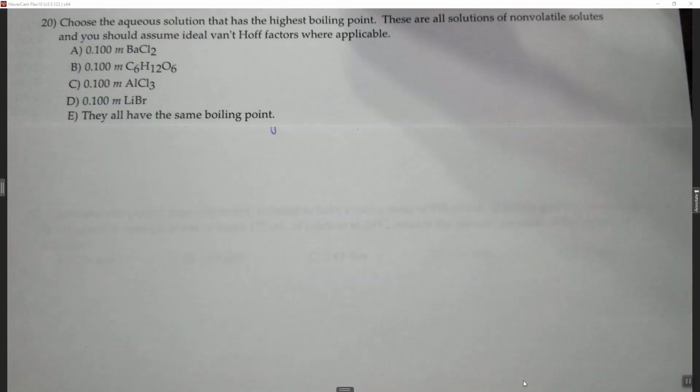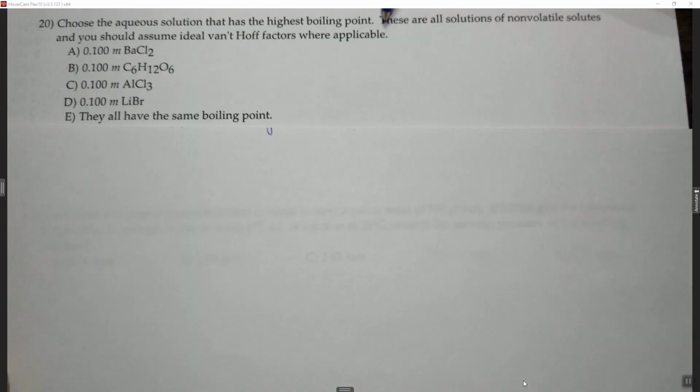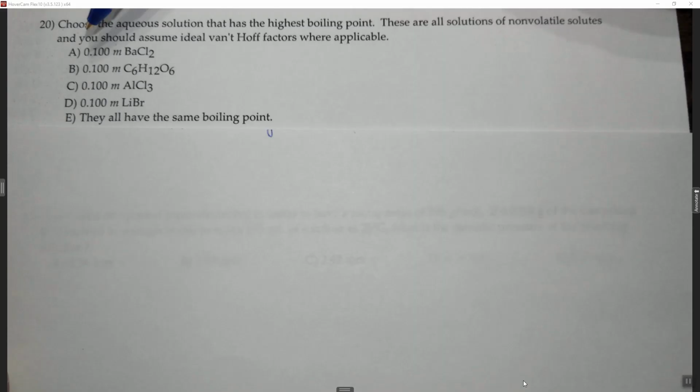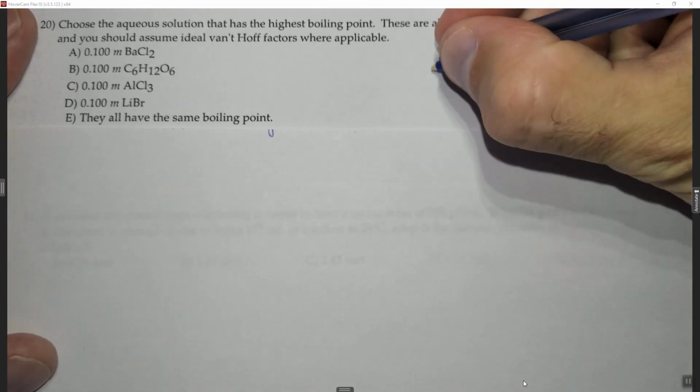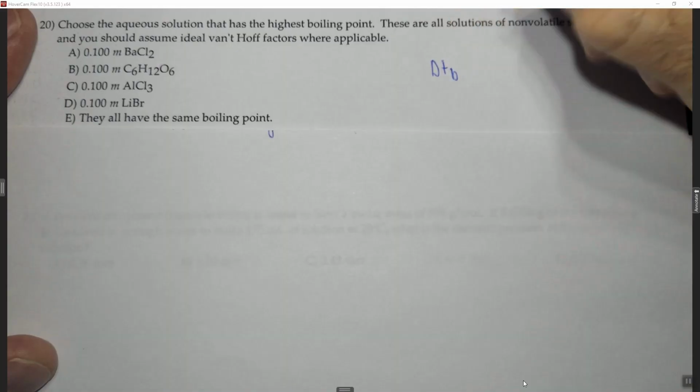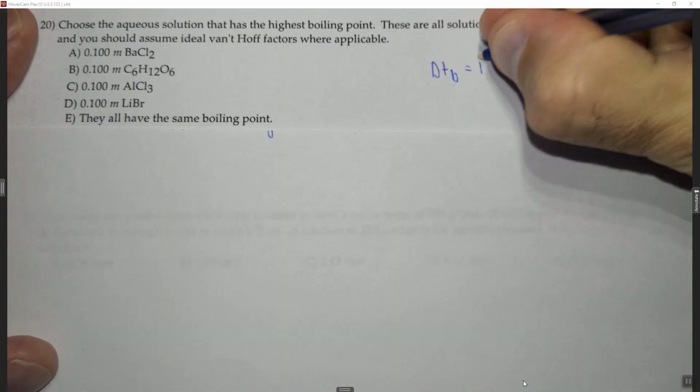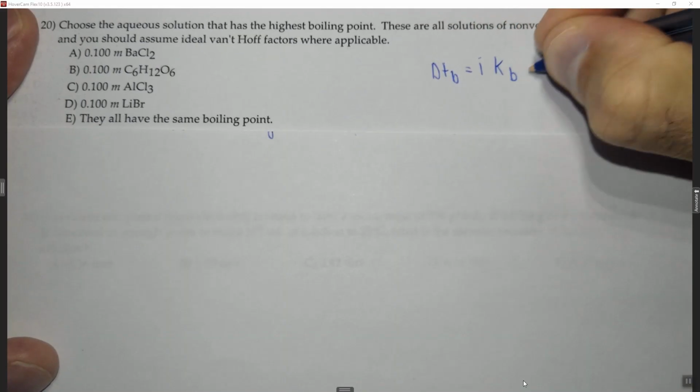All right, number 20 says, choose the aqueous solution that has the highest boiling point. These are all solutions of non-volatile solutes, and you should assume the ideal Van Hoff factors where applicable. So we need boiling point elevation. So boiling point elevation, delta TB, the change in boiling point, equals I times KB times m.